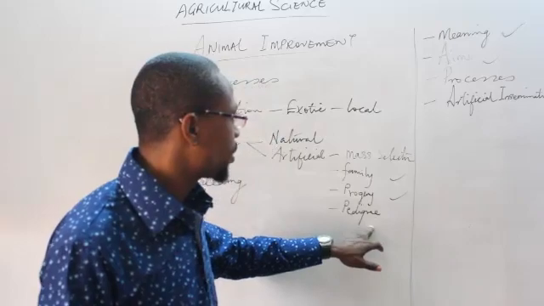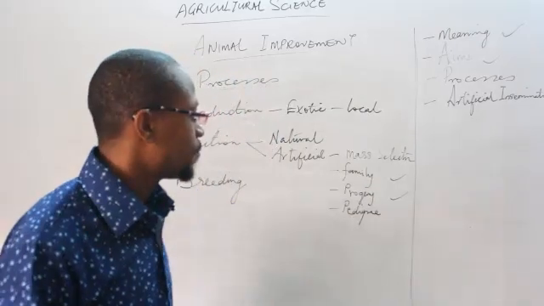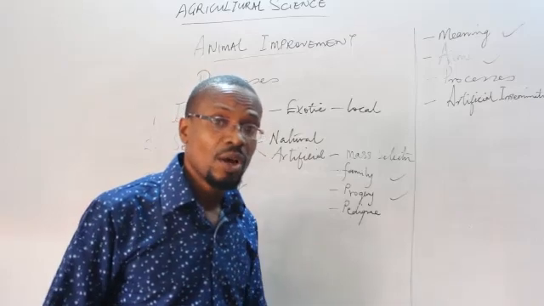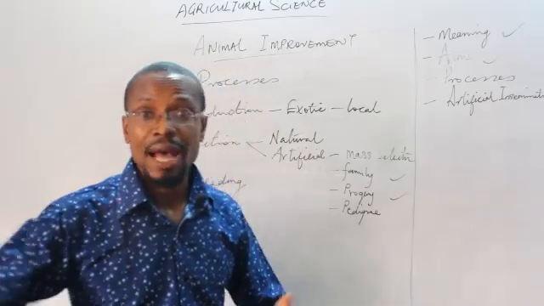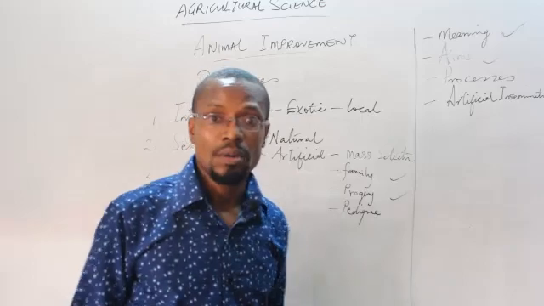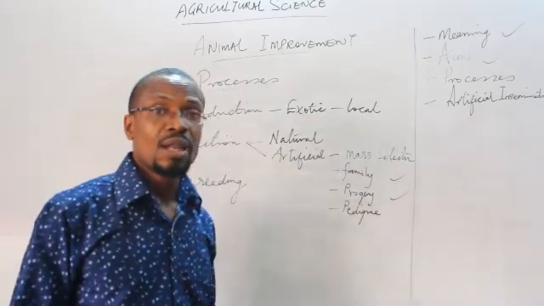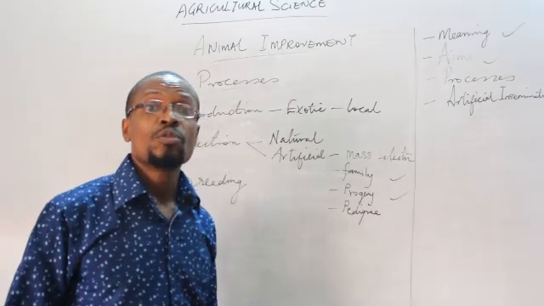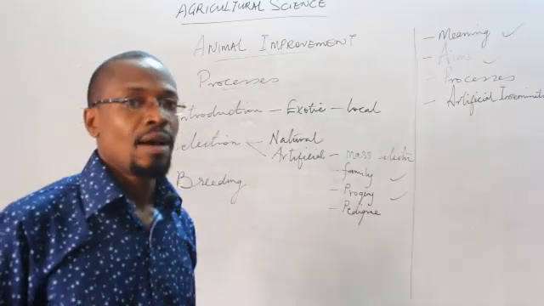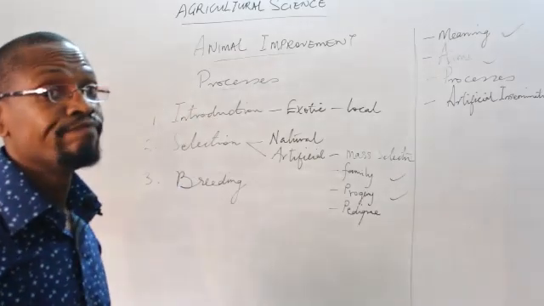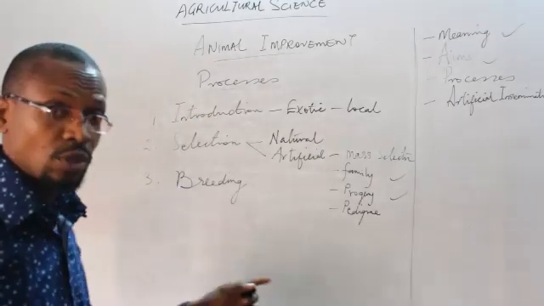Now, pedigree selection is closely related to family selection, because here the selection is based on the ancestry, the mothers, the fathers, the relations of this particular group of animals that have always been fantastic in their quality. So you want to keep them.